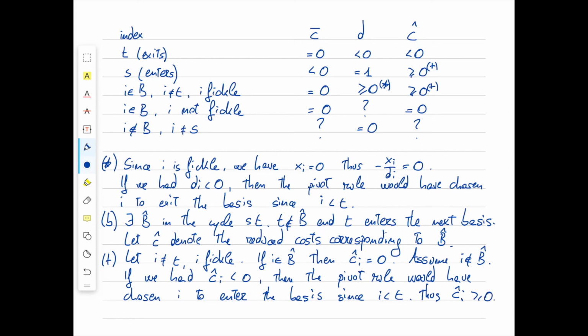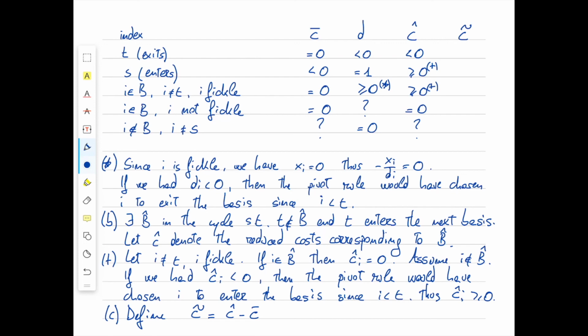Next, I want to define a new vector. Define c tilde, which is equal to c hat minus c bar. And correspondingly, I will add a column to my table, c tilde. At this point, I can understand a few things about c tilde by just looking at the columns corresponding to c bar and c hat.